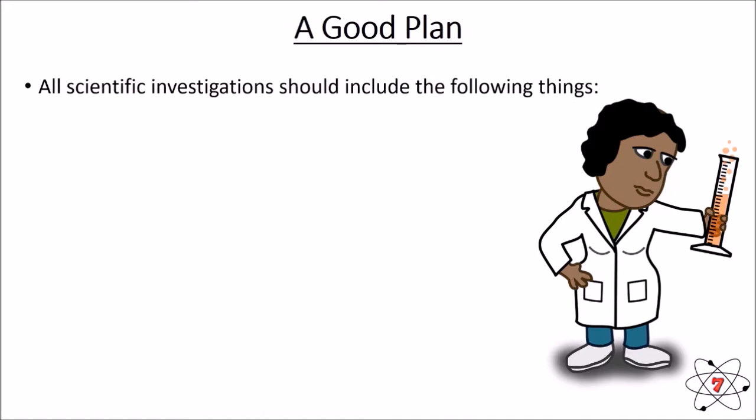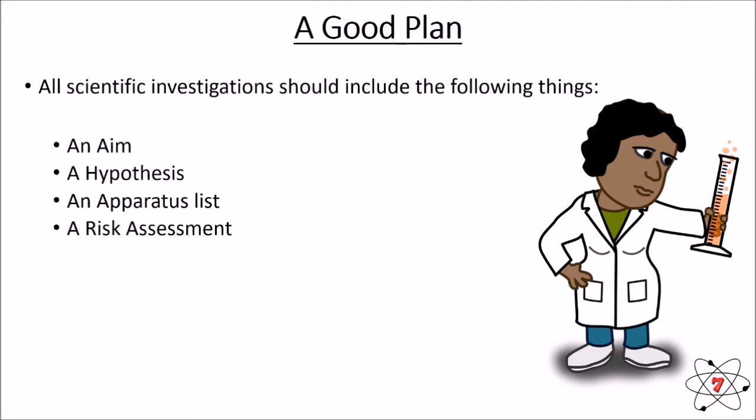So, a scientific investigation should include the following things. An aim. This is the question that you are trying to answer. We need to have a hypothesis, what we think is going to happen and why we think it is going to happen. We need an apparatus list. What apparatus are we going to use? How are we going to use it? We need a risk assessment. Before we do any practical work, we must make sure that we are safe. There is no point in doing experiments if we're not safe.